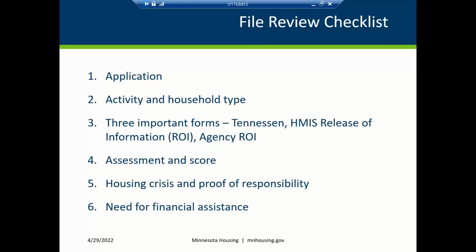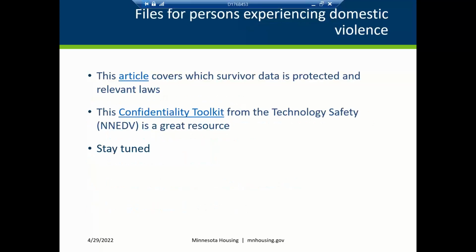And then we look for 3 forms: the Tenancy warning, the HMIS release of information form, that's the Homeless Management Information System, and then also the agency's release of information form. We are also looking for some type of assessment or a score related to being screened to be eligible for the program, and I'll get into more detail on that. There's also a housing crisis and proof of responsibility that we look for, and need for financial assistance, which goes along with that item that I mentioned before.